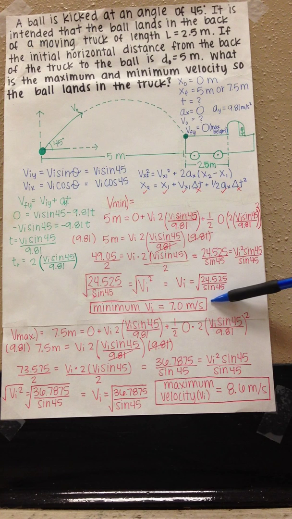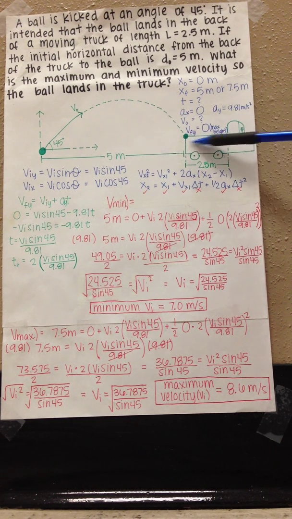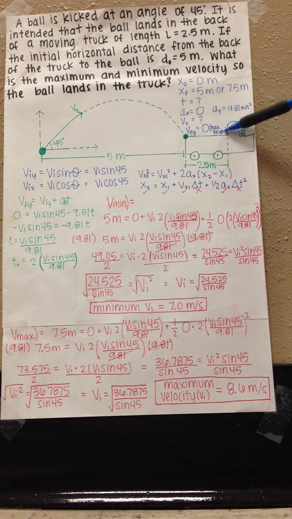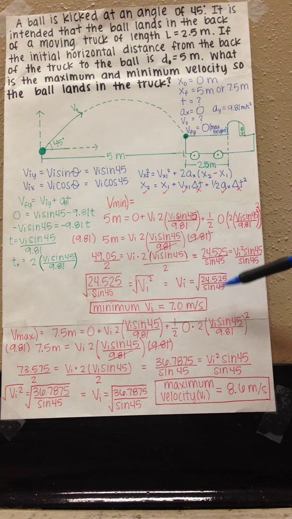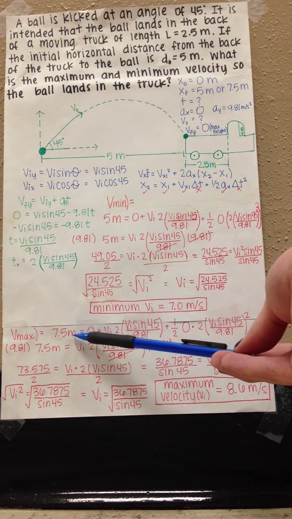7.0 meters per second. And then you do the same thing with the maximum velocity, but for the maximum velocity you use 7.5 meters, because the ball is 5 meters away from the truck and the length of the truck is also 2.5 meters, so you add those two together. That's the farthest it can go without going past the truck. So you plug in all your values in the same equation to find the max, but you use 7.5 meters instead of 5.